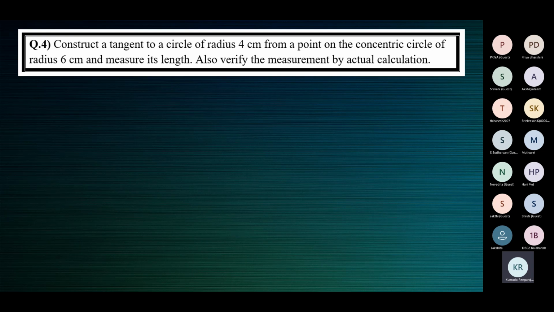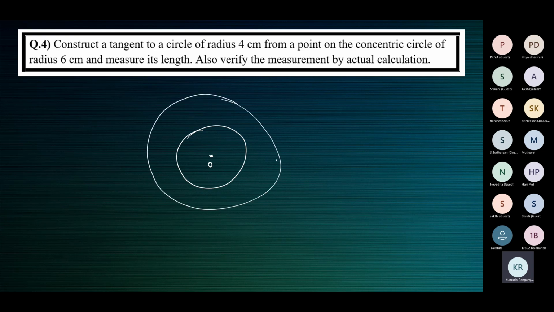Construct a tangent to a circle of radius 4 centimeters from a point on the concentric circle of radius 6 centimeters. Okay. So what they want us to do is draw a circle with radius 4 centimeters. With the same center, with O as center and radius 6 centimeters, they want us to draw the other circle. Now that external point lies outside the circle, right? It lies outside the circle. It simply lies on the concentric circle.